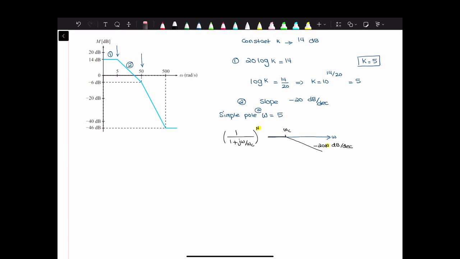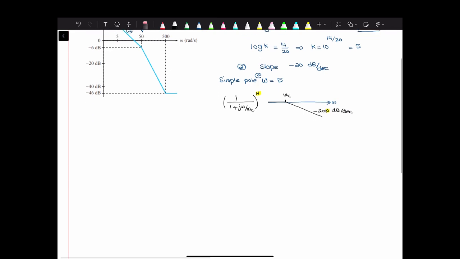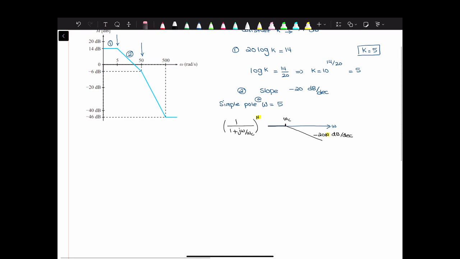And omega c is the omega where our slope changed, right, over here. Our slope changed at 5 in our figure. Therefore, the simple pole that we have would be 1 over 1 plus j omega over 5 to the power of 1. So that's part 2 of this graph.